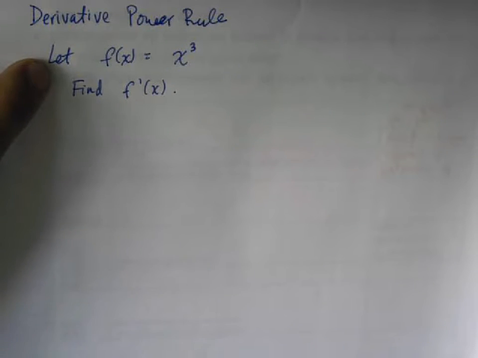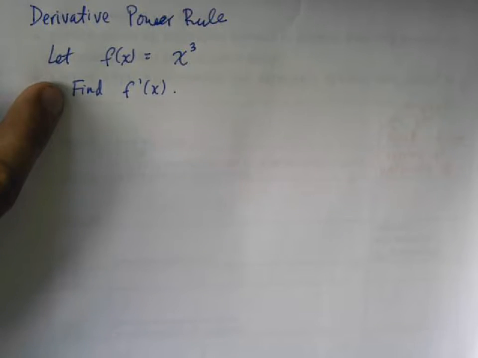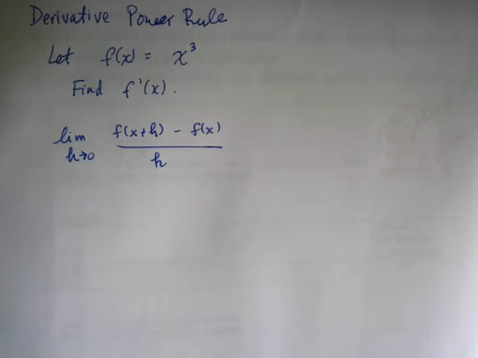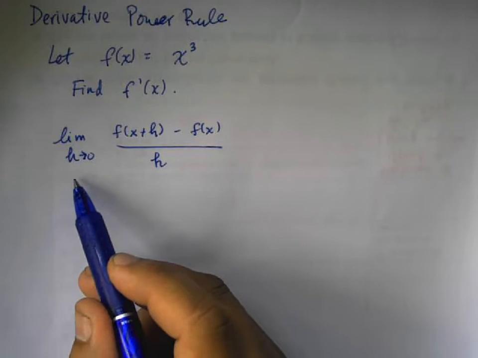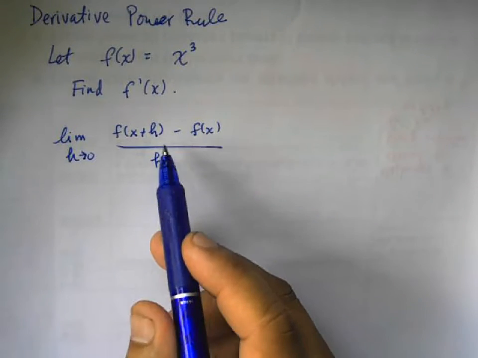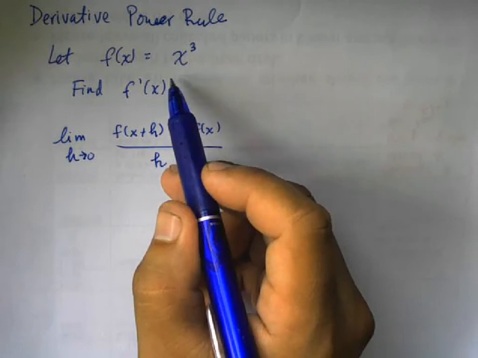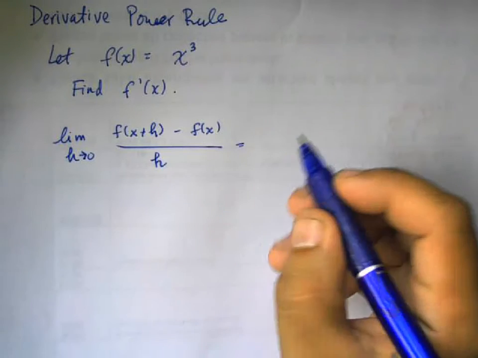Let's start with this basic example. Let f of x equals x cubed. Find f prime of x. In other words, find the derivative. So let's begin with the limit quotient definition of the derivative. This is the standard definition: the limit as h approaches 0 of f of x plus h minus f of x, over h. Then let's apply the particular function that we have in mind here.